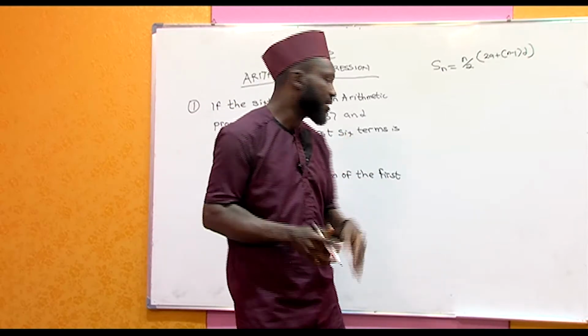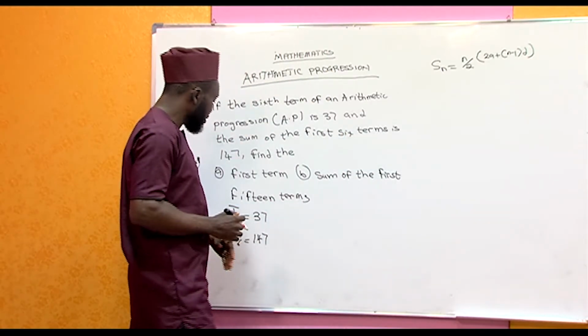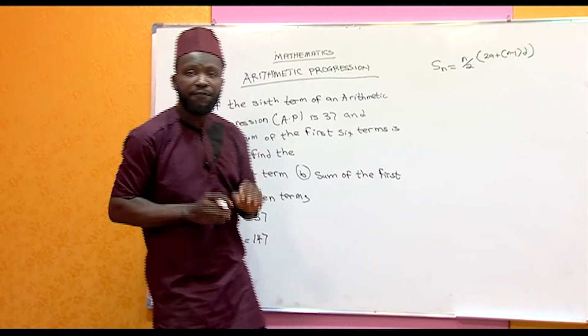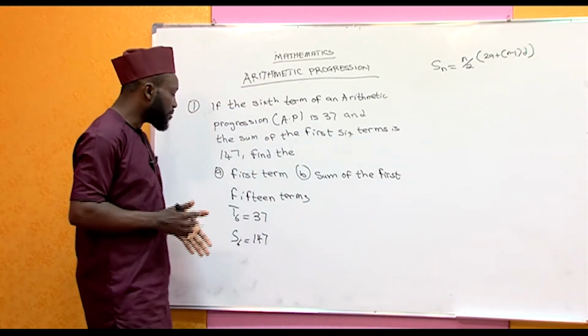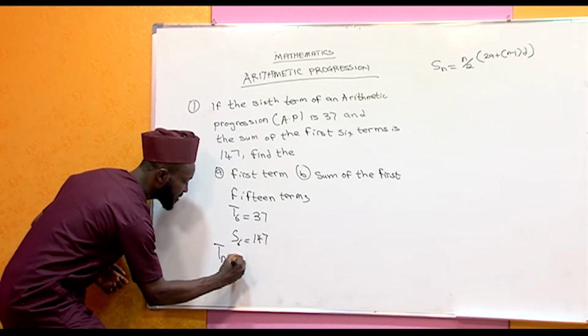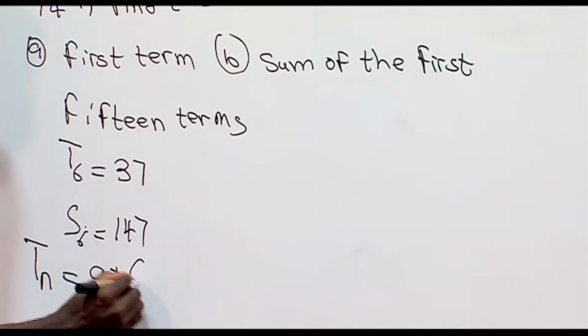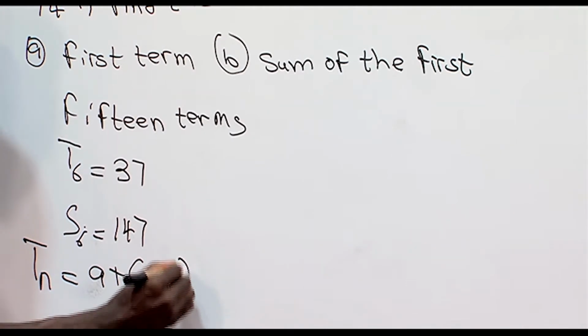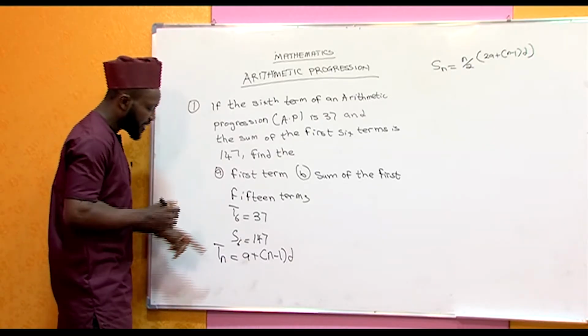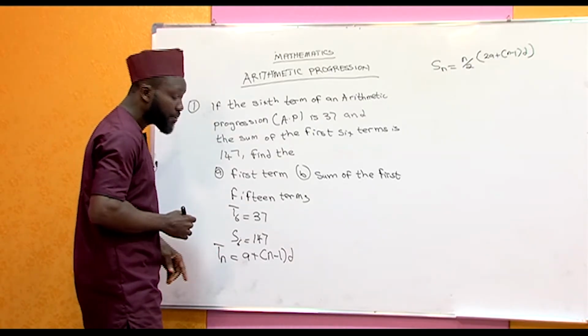Then in this situation, all we need to do is remember the formula for the nth term. The formula for the nth term is Tn equals a plus, open bracket, n minus 1, close bracket, multiplied by d. Now, in this case, we are given the sixth term, which means my n is going to be equal to 6.